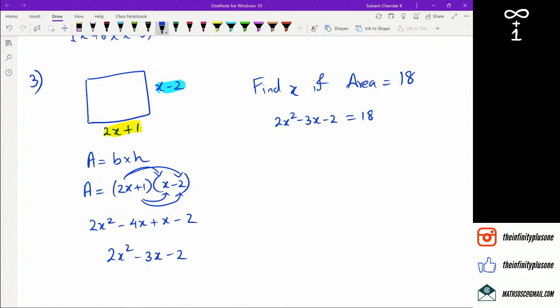Okay, so how do we go about solving this type of quadratic equation? Now, again, I'm going to tell you guys this.